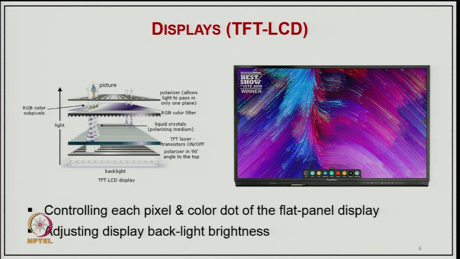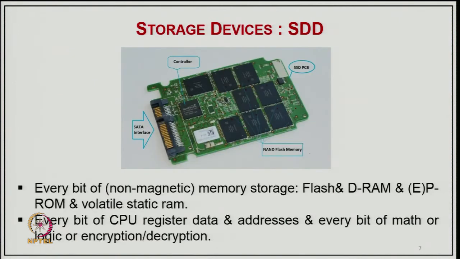Then of course, the display unit like TFT LCD, as you can see here, controlling each pixel and color dot for a flat panel display and adjusting the display backlight brightness. This is all done with different kinds of transistors. Then the storage devices: every bit of your non-magnetic memory storage, flash or DRAM or EEPROM for volatile, static RAM, all use BJT, and every bit of your CPU register data and address, every bit of the math or logic for encryption and decryption, use the BJT as a basic unit.